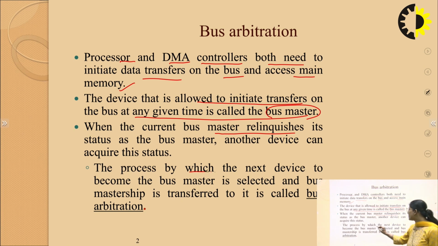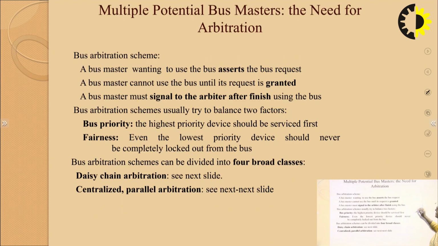The process by which the next device becomes the bus master, that is, the whole process where the bus master relinquishes its status and the next device gets the status of bus master, is known as bus arbitration. So this is a very important topic. Now we are going to study the potential of the bus master and what the need for arbitration is.